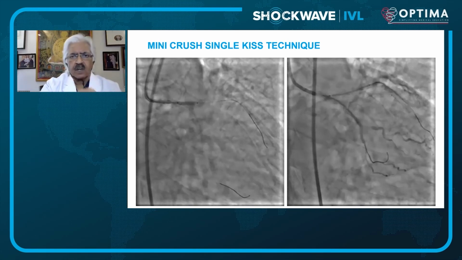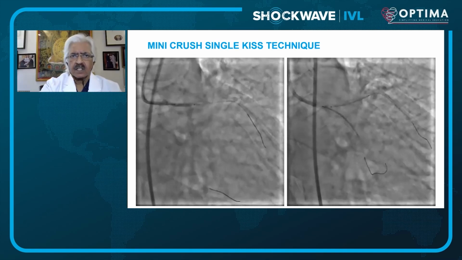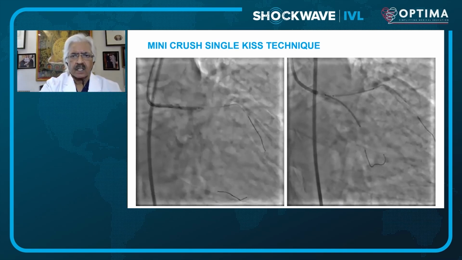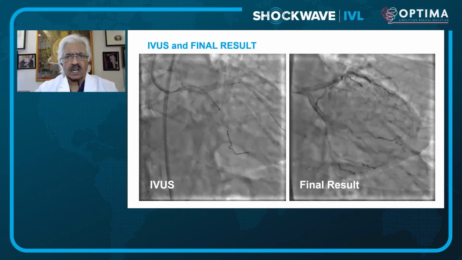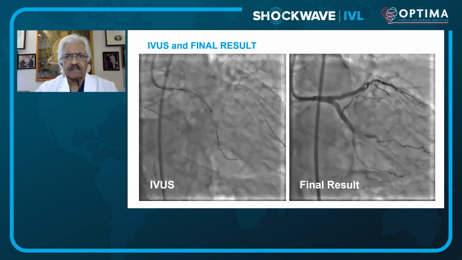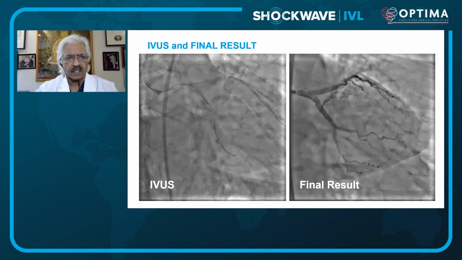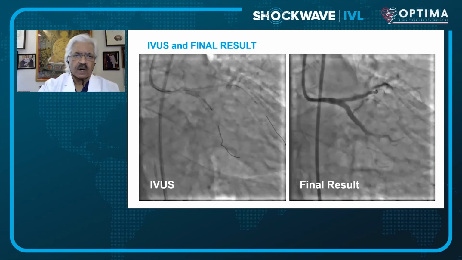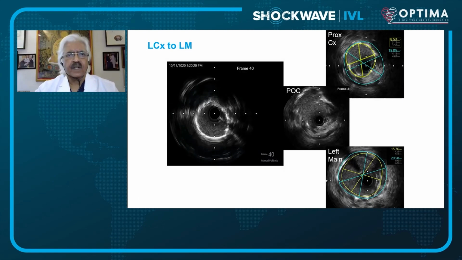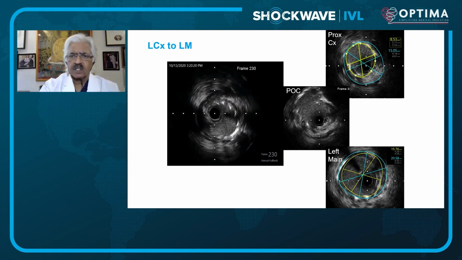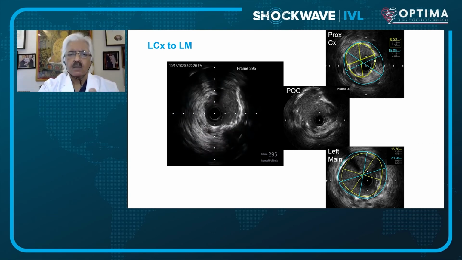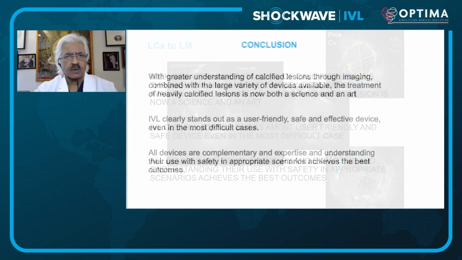Finally, stents were implanted in a mini-crush single kiss technique with final kissing balloon dilatation and POT. And this is the final result, as seen on the right side, a very adequate result, both angiographically and on IVUS, whereby we had achieved a left main MSA of 15.6, a circumflex ostial MSA of 8.6, and a proximal LAD of 7.6, which would not have been possible without the use of IVL in this situation.